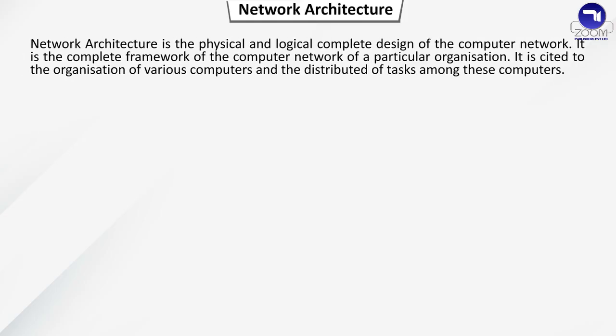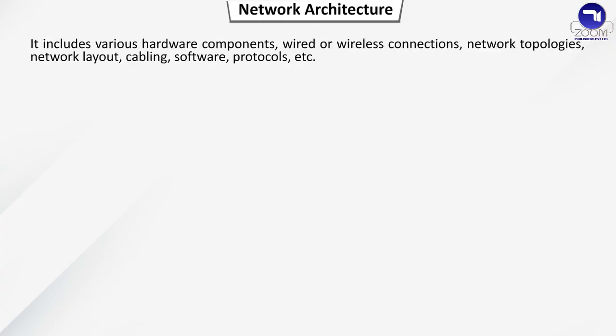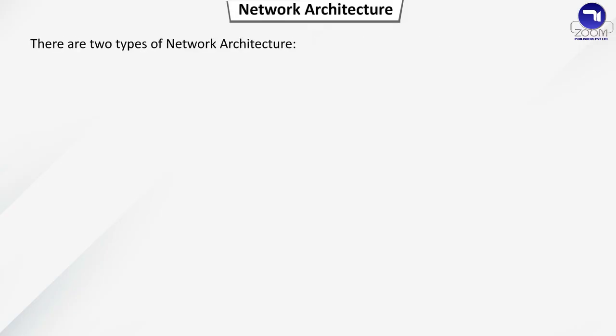Network architecture. Network architecture is the physical and logical complete design of the computer network. It is the complete framework of the computer network of a particular organization. It is related to the organization of various computers and the distribution of tasks among these computers. It includes various hardware components, wired or wireless connections, network topologies, network layout, cabling, software, protocols, etc. There are two types of network architecture.